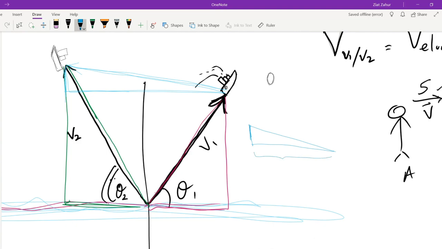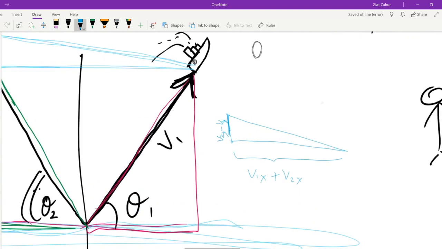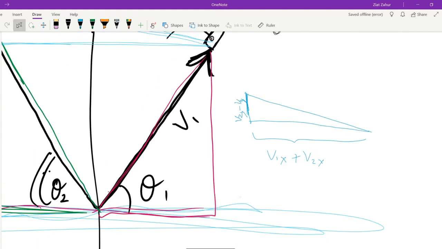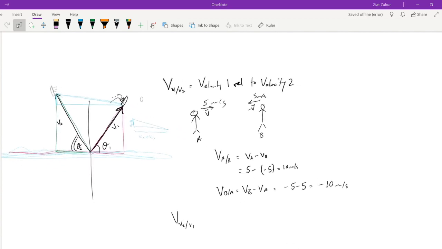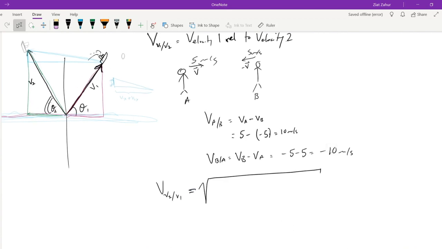The width of the blue triangle would be v1x plus v2x, right? And how tall is it? Well, it's the difference in the two heights, so v2y minus v1y. And then you can use Pythagorean to find the hypotenuse. So here is V: the square root of v1x plus v2x squared plus v2y minus v1y squared.